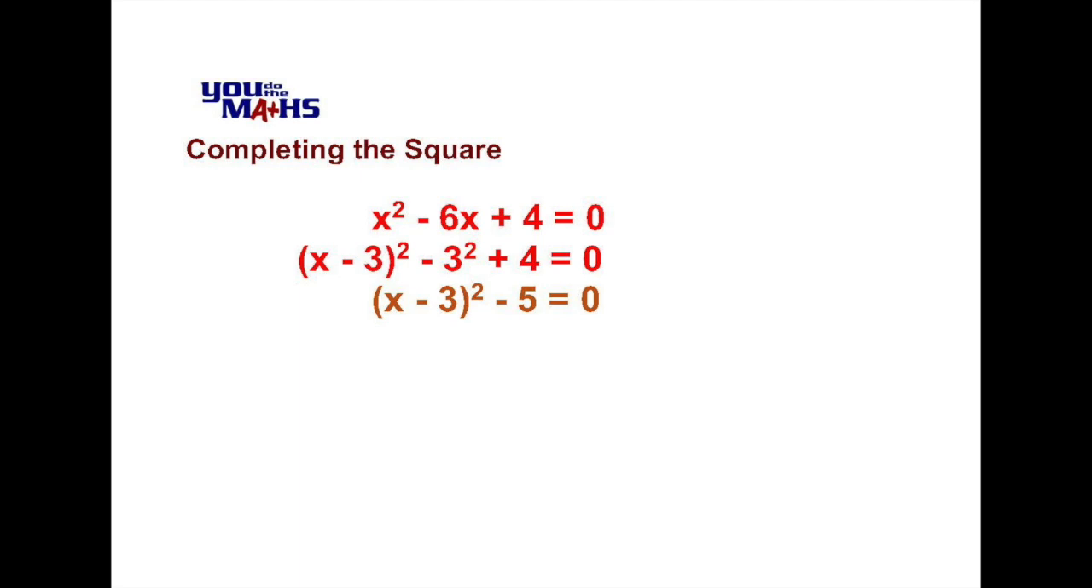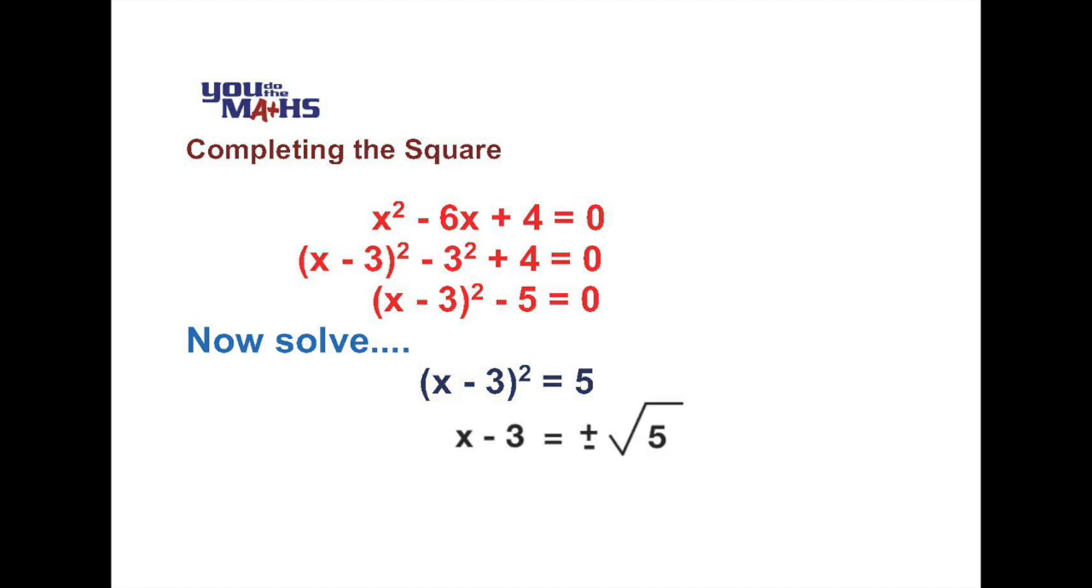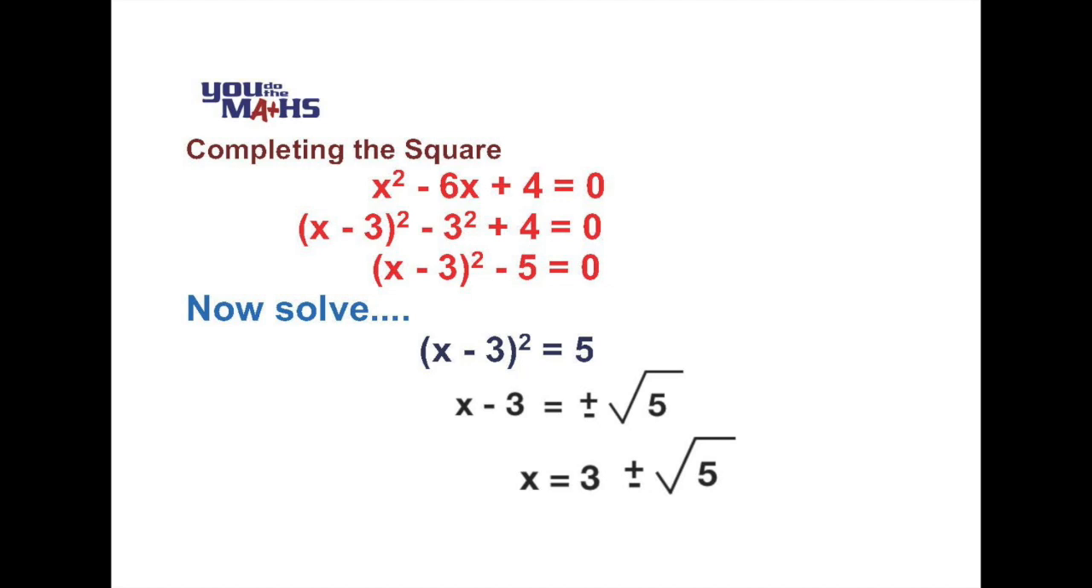Now we go to solve the equation. What we want to do first of all is remove the minus 5 from the left hand side and take it to the right hand side, so we get (x - 3) all squared equals 5. Then we take the square root of both sides, so we get x minus 3 is equal to plus or minus root 5. Then we shift the -3 from the left hand side to the right, it becomes positive, and we get the solutions are x equals 3 plus or minus root 5.